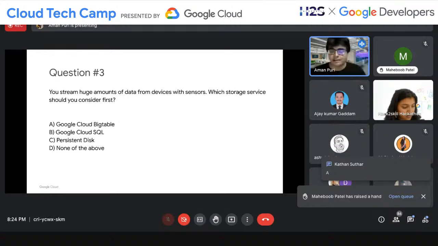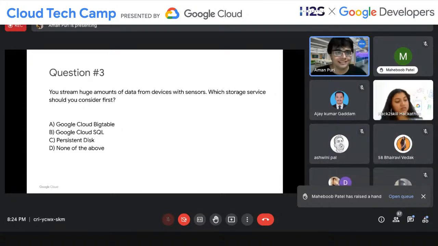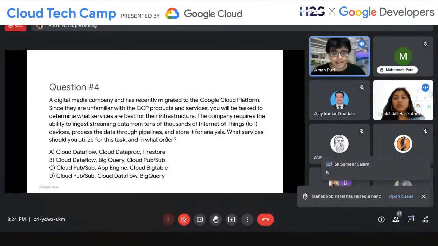Yes, Bigtable is a very large NoSQL based solution, which is actually utilized for data coming from a lot of streaming devices or IoT devices. So in such solutions, you want to go with Bigtable. And obviously, everybody knows by C, persistent disk is not the answer. So, right, that's definitely the one. And let's go with the last question.